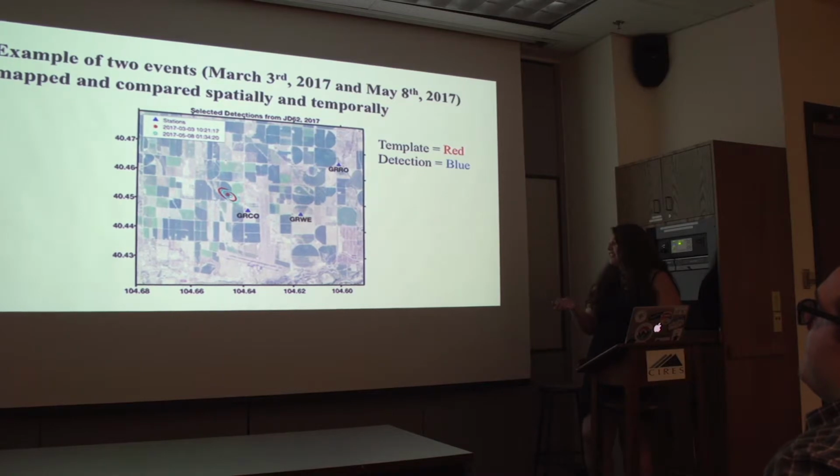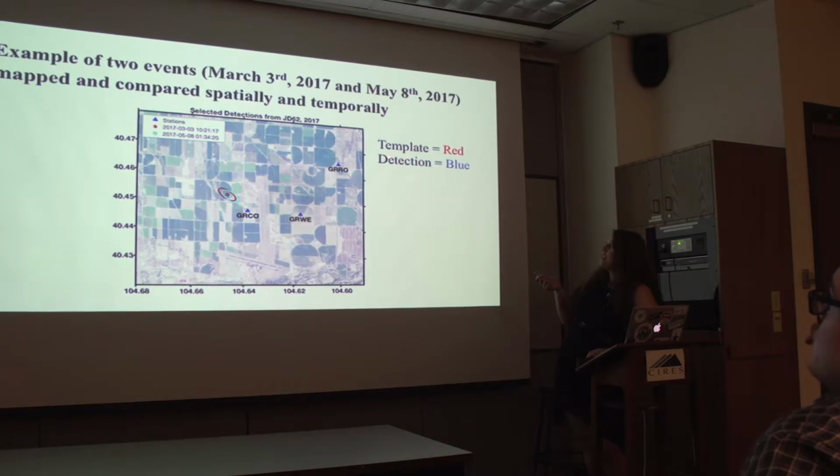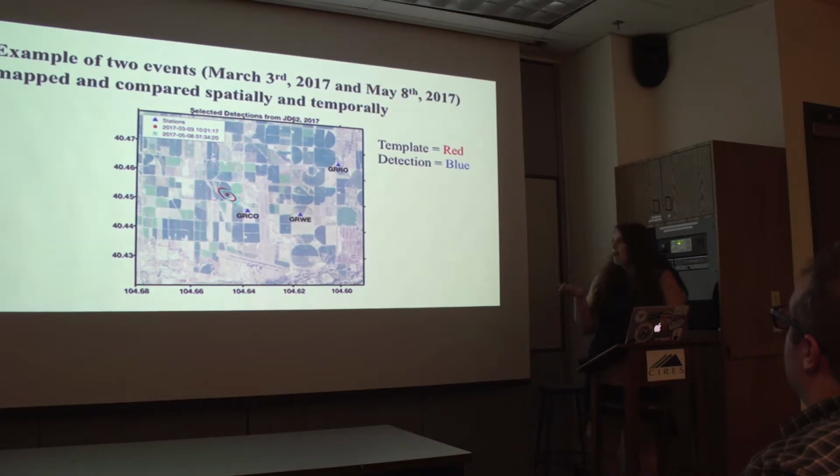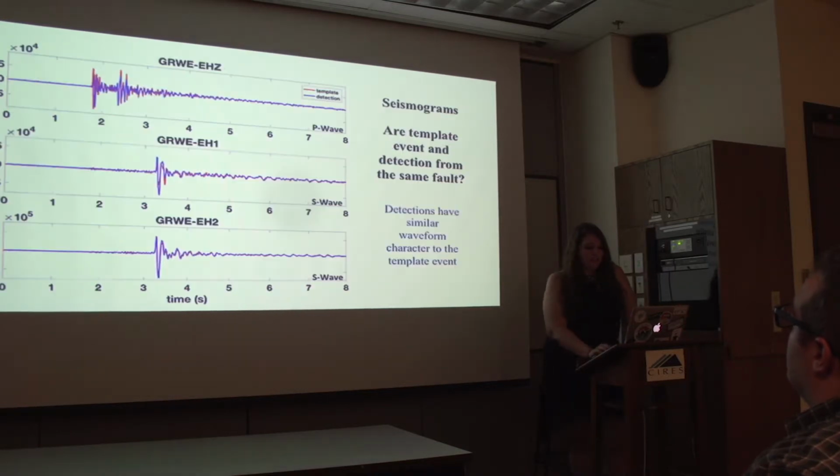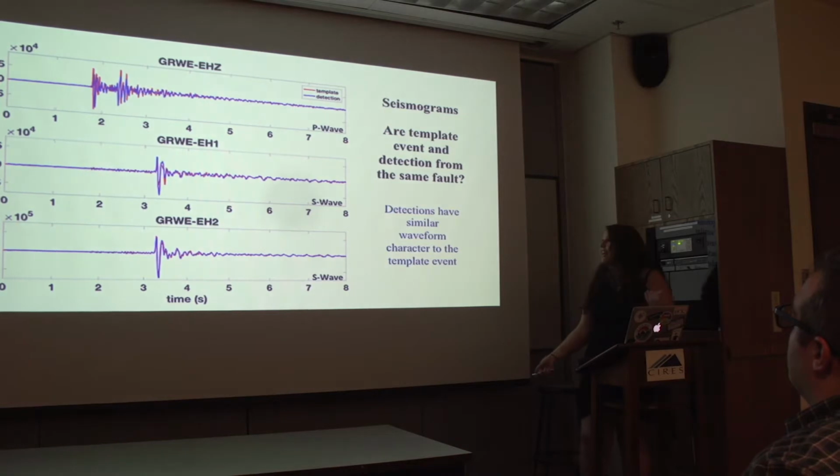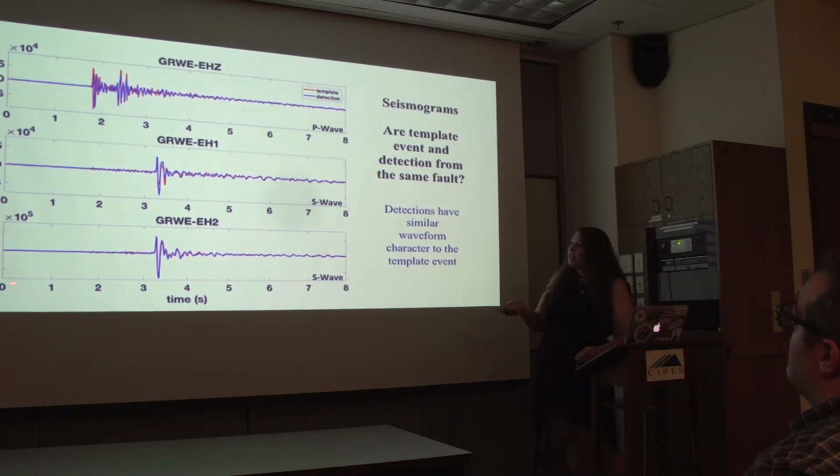Okay, here are the events that I used for this talk. The template event that I originally ran through the detector is going to be the red event, which is from March 3rd. And the detection event is from May 8th. As you can see, they're pretty close, but they're about 2 months apart in time. Okay, so here is a seismogram. As you can see, it's just these two earthquakes that are aligned on top of each other, basically. Over here, you have your velocity in nanometers per second, and you have your time in seconds.